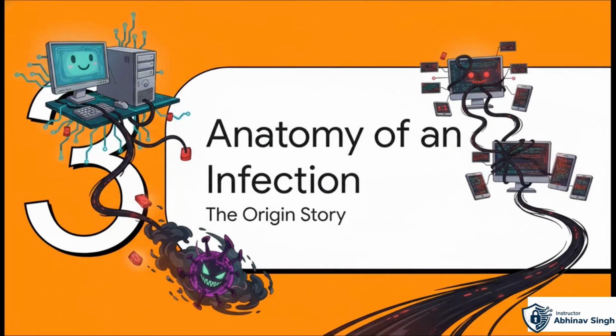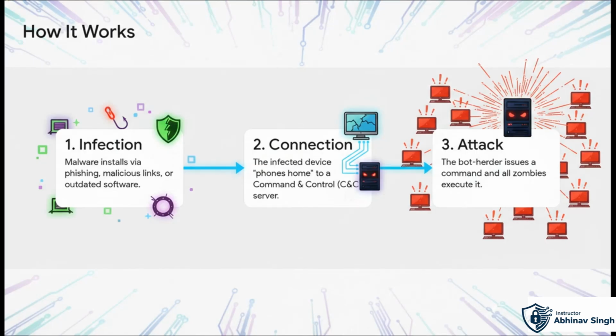Which, of course, brings up a critical question. How does a perfectly healthy device get turned into a mindless soldier in the first place? Let's take a look at the origin story of an infection. It usually goes down in 3 stages. First, the infection. This could be as simple as you clicking a bad link in an email or maybe just putting off a software update. And just like that, the malware's in.